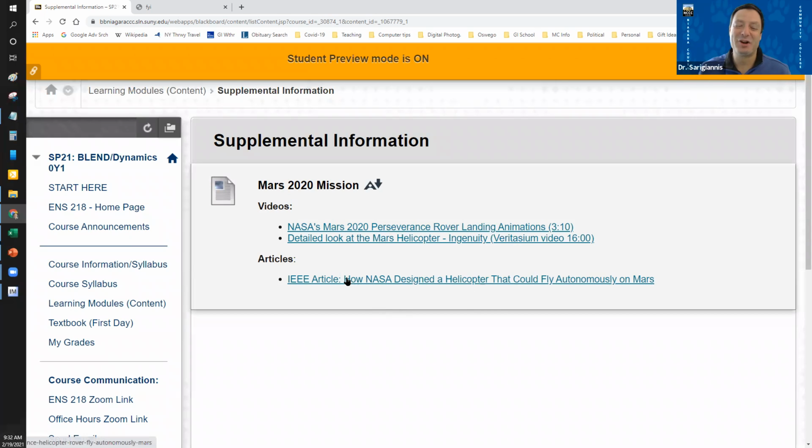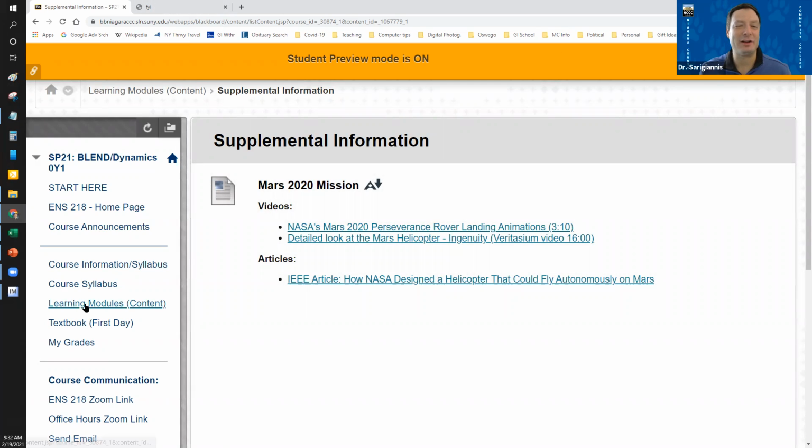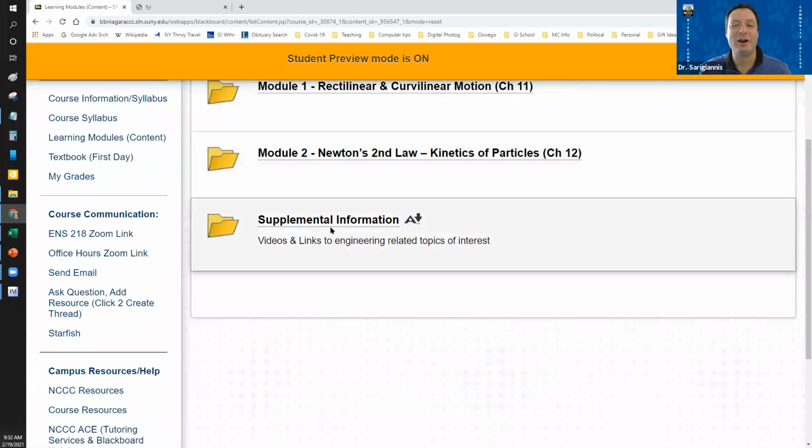And then IEEE has an article about the helicopter, which goes into more detail. I didn't read the whole article because something came up halfway through, but I linked it and thought you might find it interesting. As we go, if something comes up or I see something in the news, I'll stick it in supplemental information.